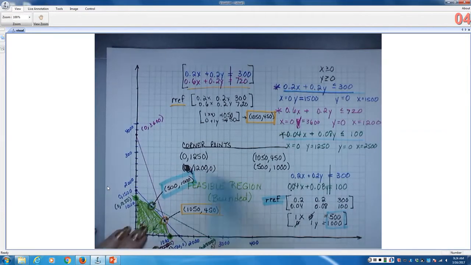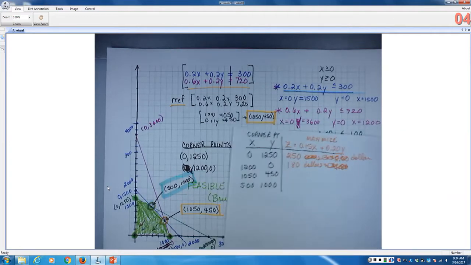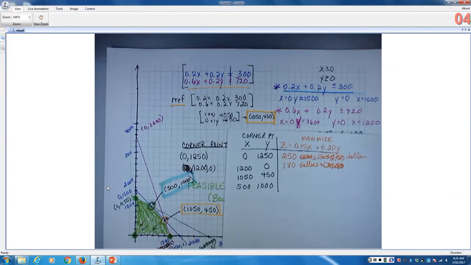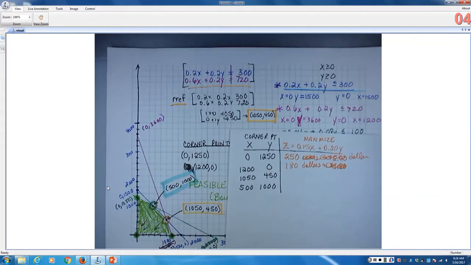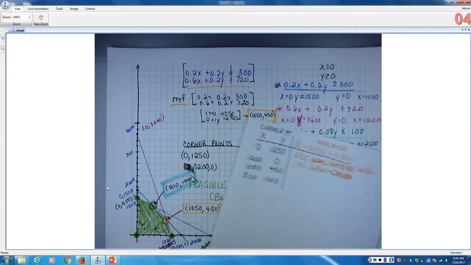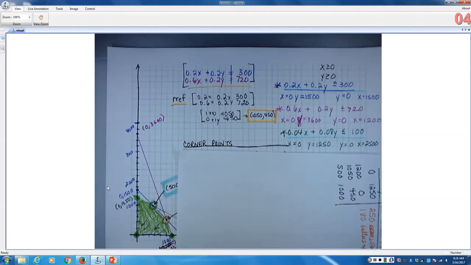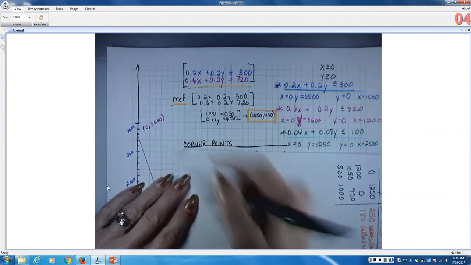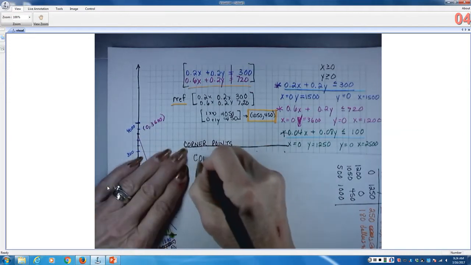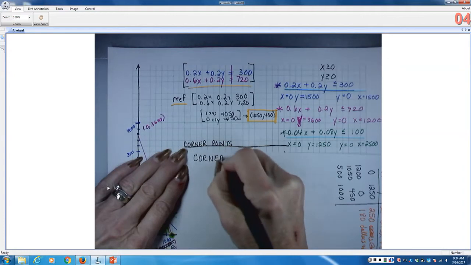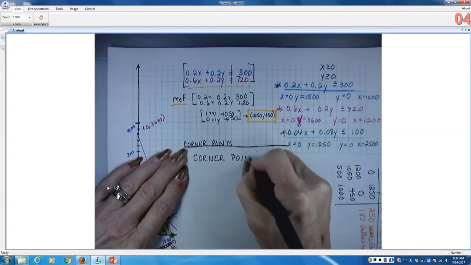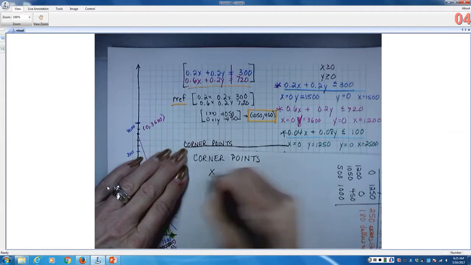And even though I recorded them here, I came back to the first page and made a list of them, because what we're going to need to do is we need to actually maximize these, and I'm going to actually start that process all over again. So let me again make a note of what the corner points were, so we can go back and make sure that we know what we're doing here. So our corner points are all X and Y.